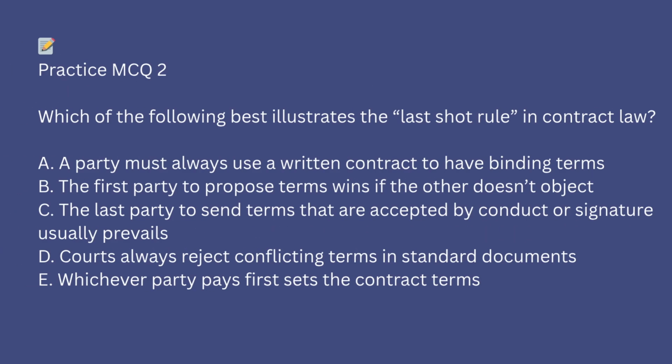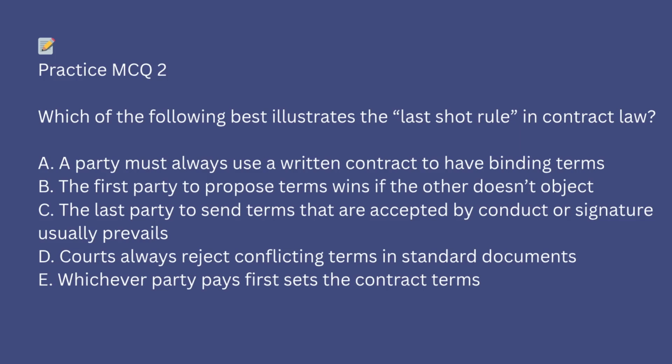Next question. Which of the following best illustrates the last shot rule in contract law? A. A party must always use a written contract to have binding terms. B. The first party to propose terms wins if the other doesn't object. C. The last party to send terms that are accepted by conduct or signature usually prevails. D. Courts always reject conflicting terms in standard documents. E. Whichever party pays first sets the contract terms.